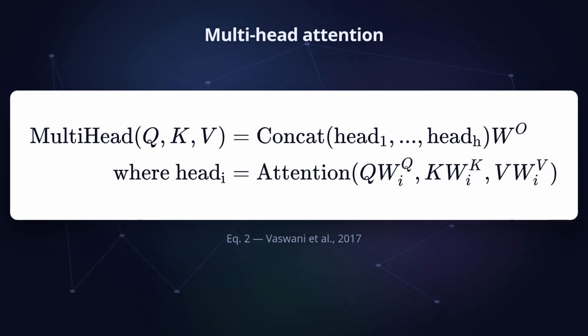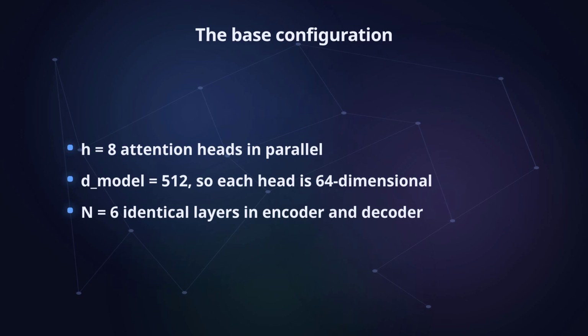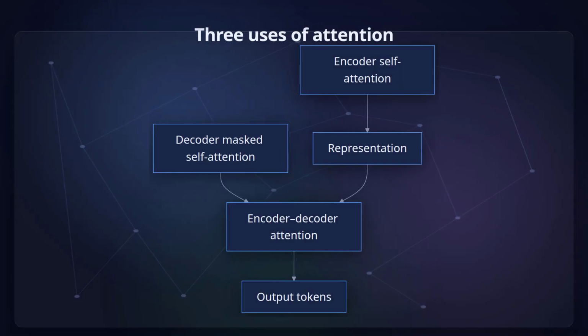Each head learns to attend in a different representation subspace, so the model captures several kinds of relationship at once. The base model uses 8 parallel heads. With a model dimension of 512, each head works in 64 dimensions, so the total compute is similar to a single full-dimension head. Attention appears in 3 roles.